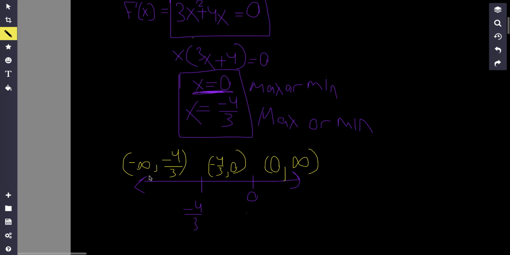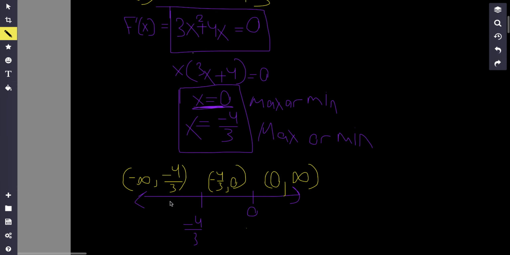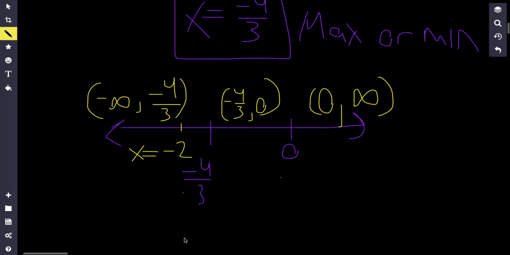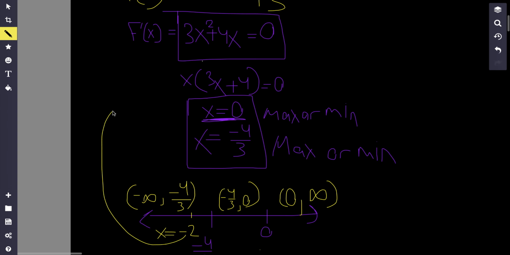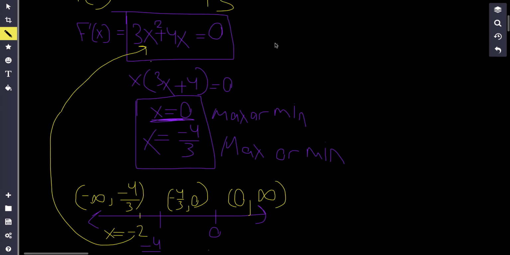So let's pick one point that's in this region right over here. So one point I can pick is x is equal to negative 2, right? Because negative 2 is in between negative 4 over 3 and negative infinity, right? So it's going to be somewhere here on the number line, let's just say. Okay. Now what I'm going to do is I'm going to plug negative 2 into my derivative. So I'm going to get 3 times negative 2 squared, which is 4, plus 4 times negative 2.